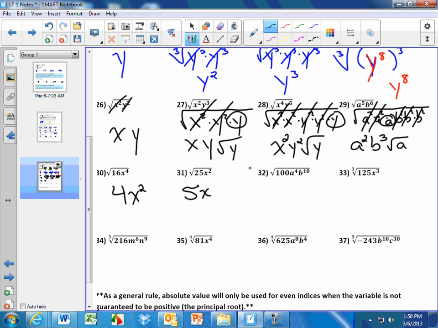Good. Square root of 100? 10. A squared, yes. And what about the b? How many b squareds could you make out of 10 b's? You can make 5, so it'll be b to the 5th.